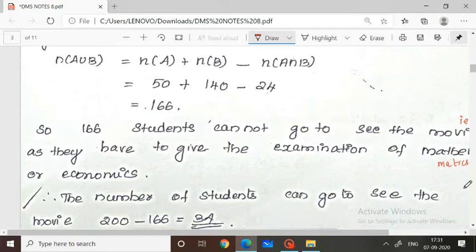Therefore those who are able to go to the movie: total number of students n minus 166, that is equal to 34 students who can go to see the movie. So the total number of students who can go to see the movie is 34.